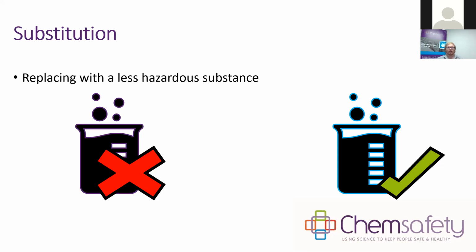It can also be changing from one form of the substance to another. Most dusts are hazardous, including wood dust. But if you are loading wooden pellets into a burner instead of using sawdust, you're significantly reducing the amount of wood dust that you breathe in. So changing to a pelletized form or a more solid form rather than a liquid form, these are substitutions that can be done, same substance but different form, and reducing the hazard overall.